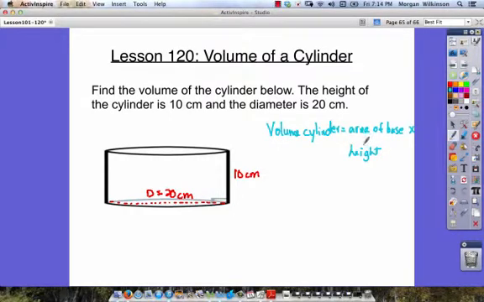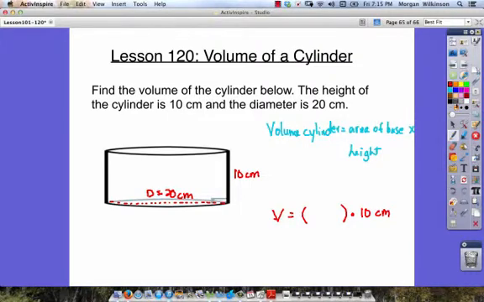Now this is a very nice formula because we already know the height. So the volume, we're going to call that V. The volume V is going to be equal to the area of the base. We need to figure that out. And we're going to multiply that times the height. And the height here is 10 centimeters. So we've already got half of our calculation complete.